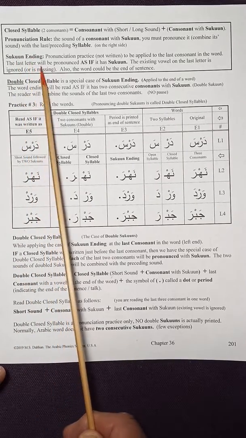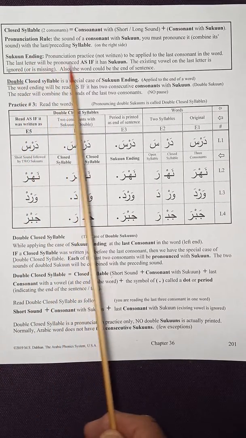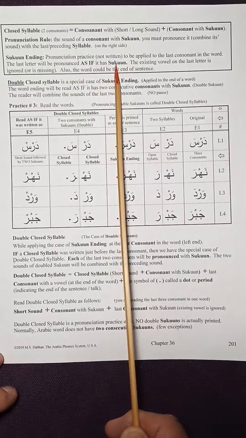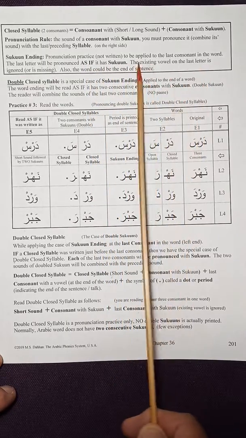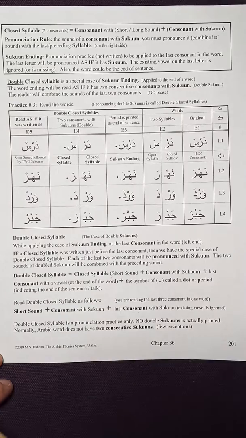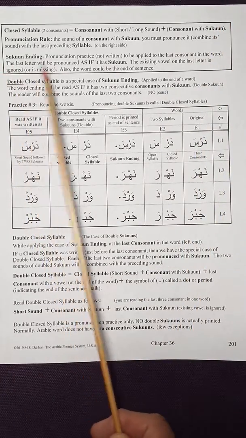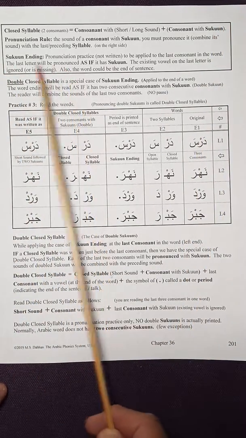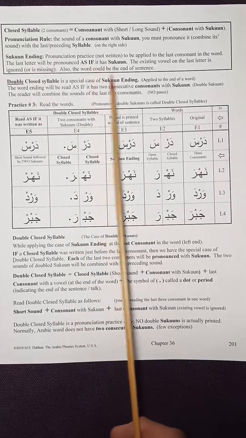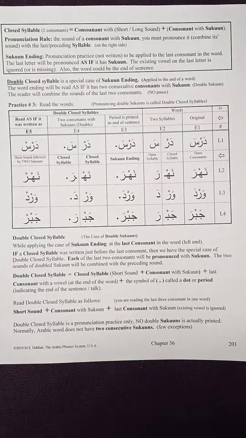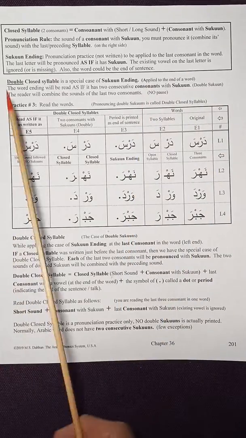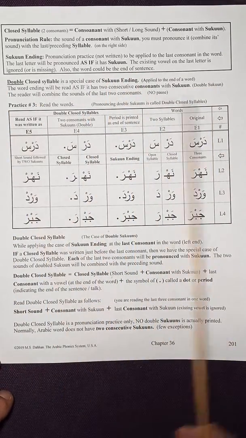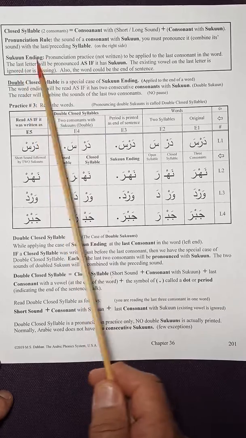You pronounce the last letter as if it has a half sukoon, and you ignore the vowel on the last letter. Of course, you use this sukoon ending when you have the end of a sentence, the end of speech, or if you don't know what the vowel is at the end of the word. Well, let me get to an example. You already know sukoon ending. We've done so many of these.